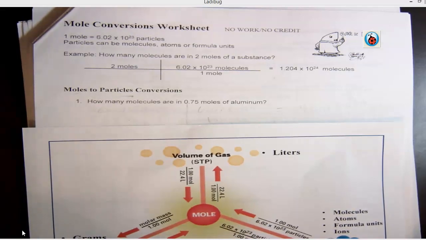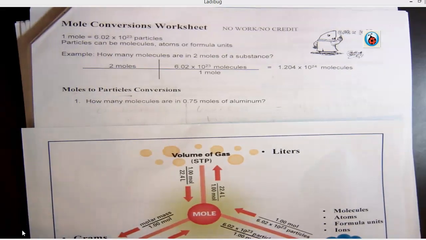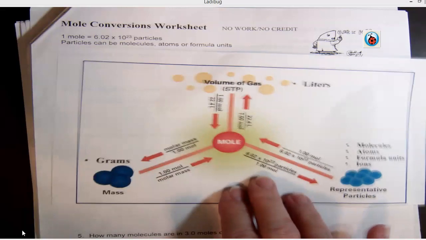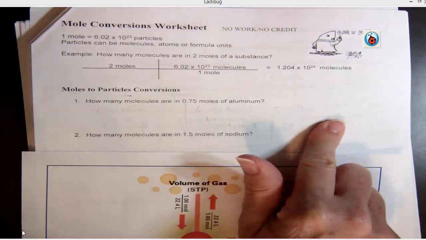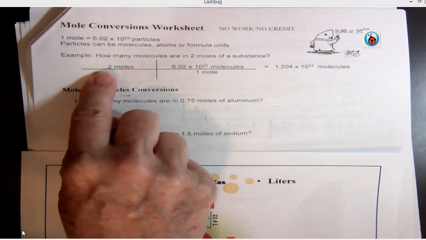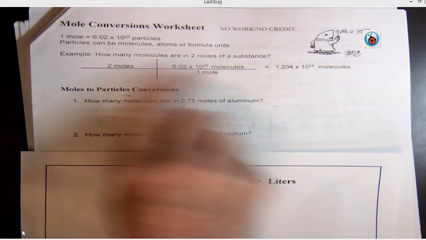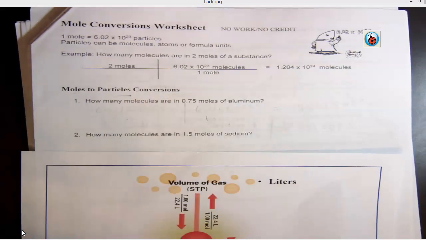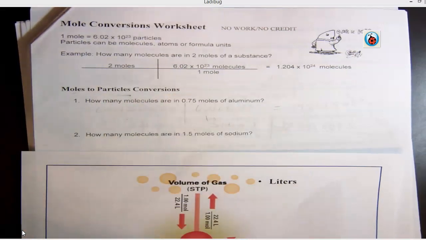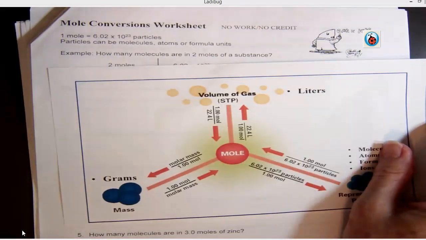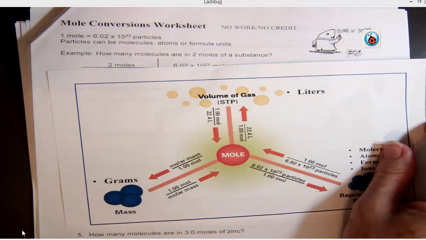Okay, the mole conversions worksheet, there are several pages here. I'm going to make a video for each separate page. Notice here it says no work, no credit. So I expect to see your work set up just like the example here, where you have your train tracks, and we're going to convert moles to molecules on this first one, or moles to particles. Make sure you have your mole chart. If you don't have one of these, ask me for it. I will get you one.